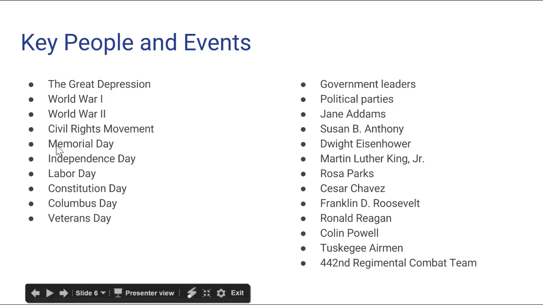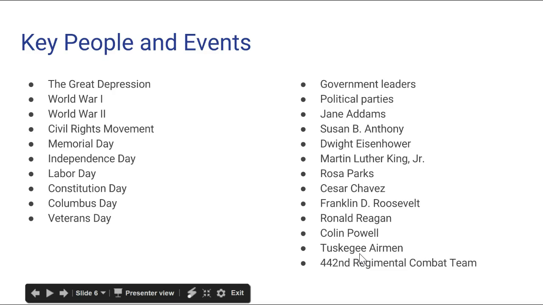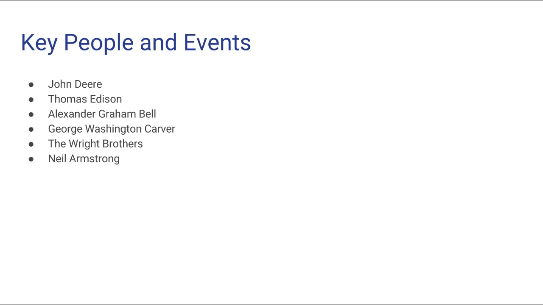So they need to know the Civil Rights Movement, and they're going to learn that Dr. King and Rosa Parks were very integral to the Civil Rights Movement. The Tuskegee Airmen, the 442nd Regimental Combat Team, they were part of World War II. The Tuskegee Airmen have been tested on the 11th grade EOC for social studies several times. So we want to make sure that kids are heading up to secondary with a little knowledge about the Tuskegee Airmen. Here are some more of our key people.